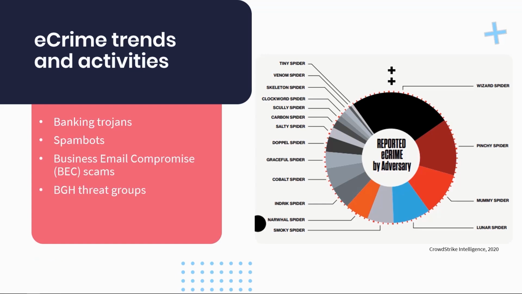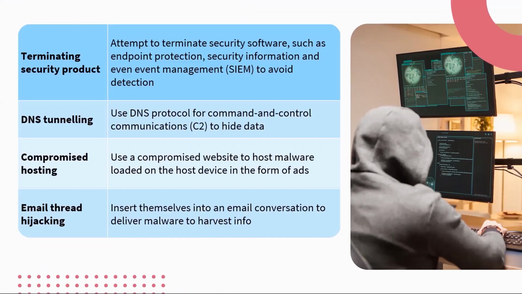These are highly sophisticated targeted e-crime operations, as already mentioned. Carding shops that conduct credit card fraud. And Ransomware-as-a-Service operations. Ransomware developed by hackers and sold to other users for cash. Here is a table of just a handful of the more common techniques used by threat actors. They are terminating a security product to avoid detection, using DNS protocol for tunneling and hiding data, hosting malware on a compromised website and attracting people with adverts, and infiltrating email conversations to get information.